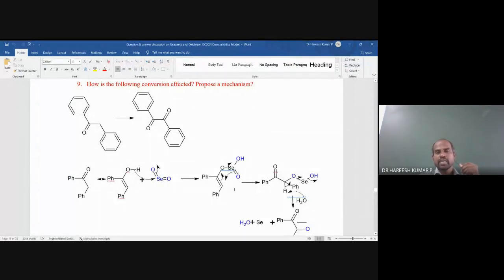At this moment, there will be a new bond formation between this carbon and this oxygen, and this bond pair is going over here, and this bond pair breaks. So that is how a ketone and an O-selenium hydroxy group is obtained, and water present in the reaction can abstract this proton, and this bond pair is coming over here, and OH is going out, water is the leaving group.